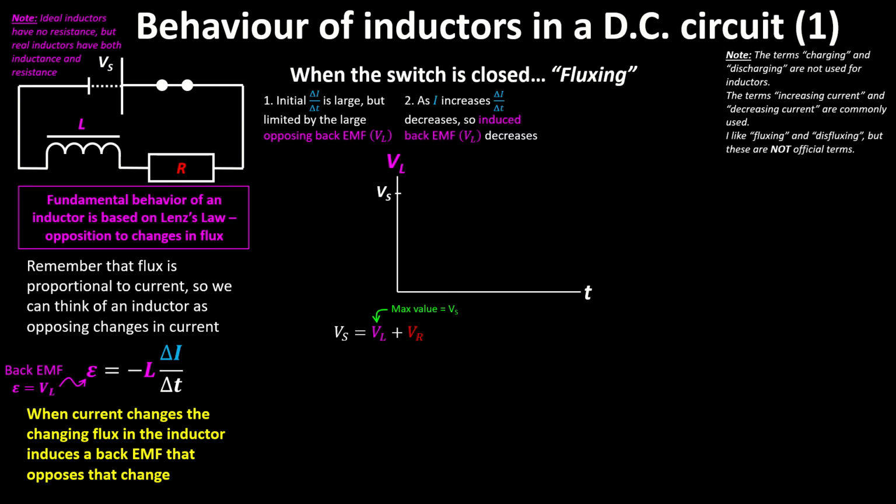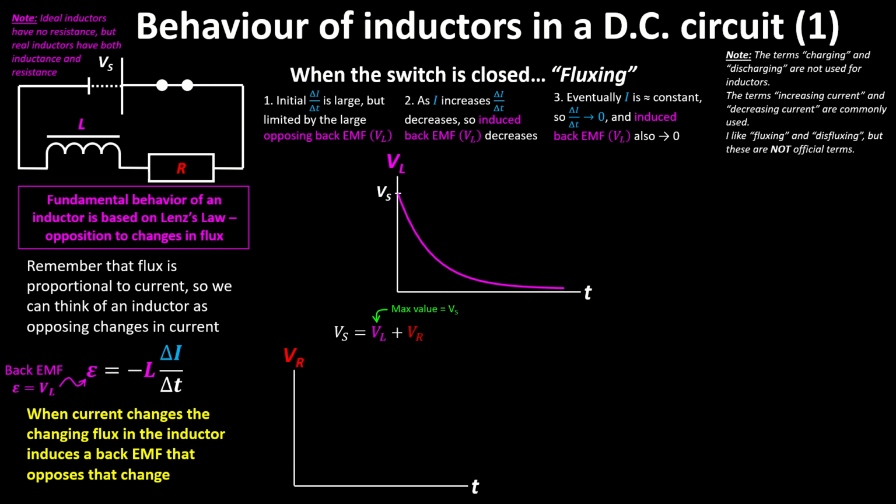But over time, as the current increases, it's going to tend towards a steady state. It's going to plateau off. Because it's changing less, delta I over delta T is decreasing, so the induced back EMF will decrease. So the inductor voltage will look something like this. It will start off at the supply voltage and drop away, and eventually the current will reach a pretty much constant state. So the rate of change of current tends to zero, and the back EMF also tends to zero.